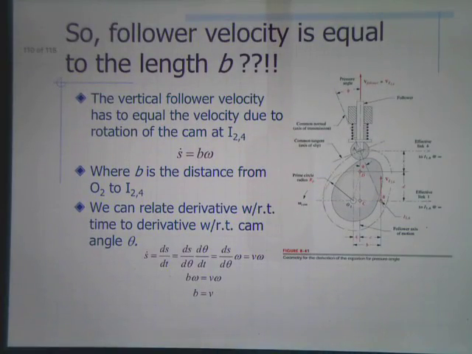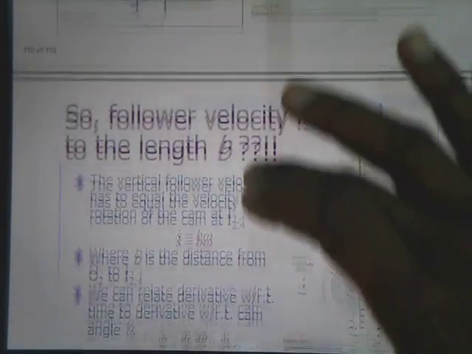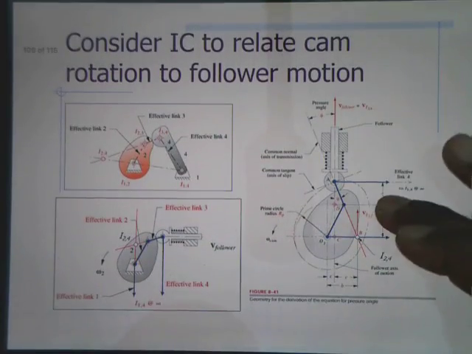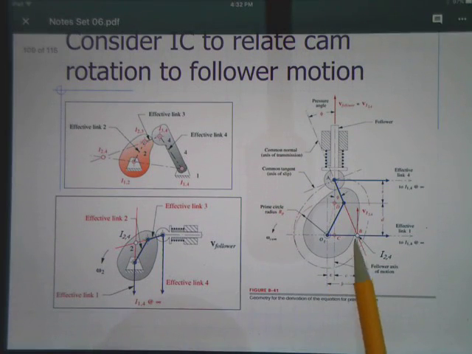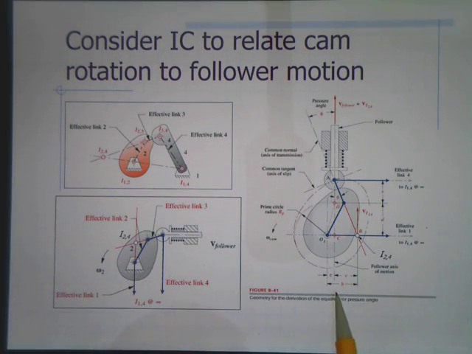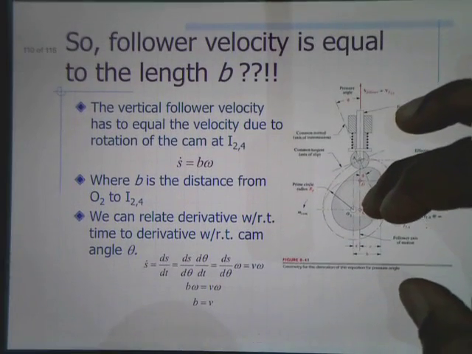So the follower velocity is equal to a length b times omega. Okay, let me just go back. I don't think I mentioned that here. This length that I'm calling the radius is actually a length that I'm calling b here. Okay, and so let's see how that happens. Let's look at that for a second.